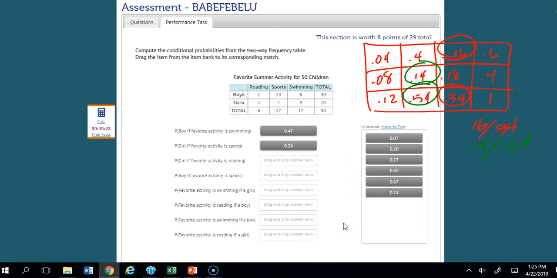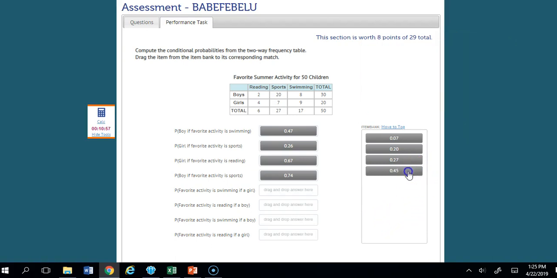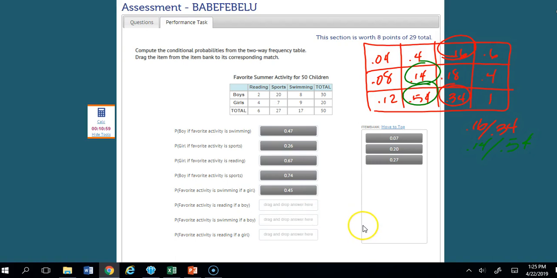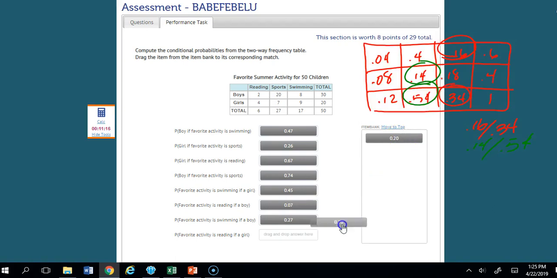So I'm going to tell you what the other answers are. Girl, if favorite activity is reading, it's 0.67. Boy, if favorite activity is sports, 0.74. Favorite activity is swimming if it's a girl, 0.45. Favorite activity is reading if a boy, that one's 0.07. Then we have favorite activity is swimming if a boy, that one was 0.27. And our last one, obviously by deductive reasoning, is 0.20.